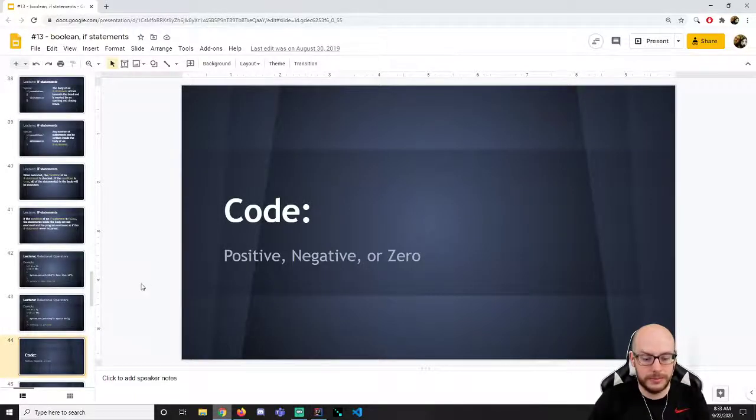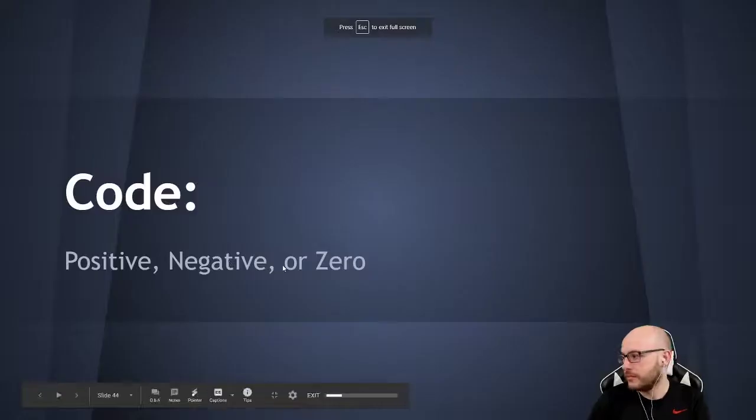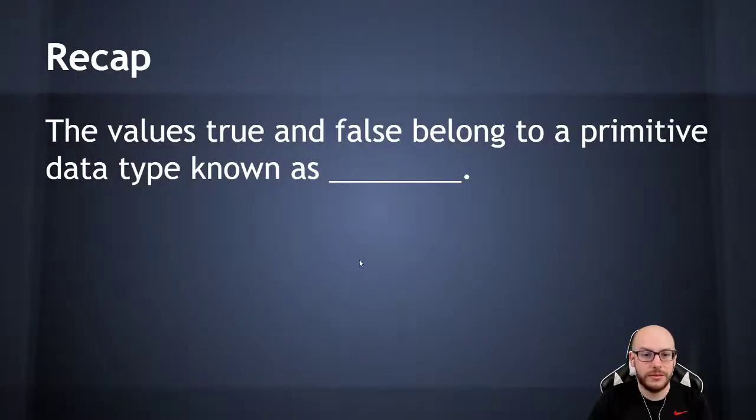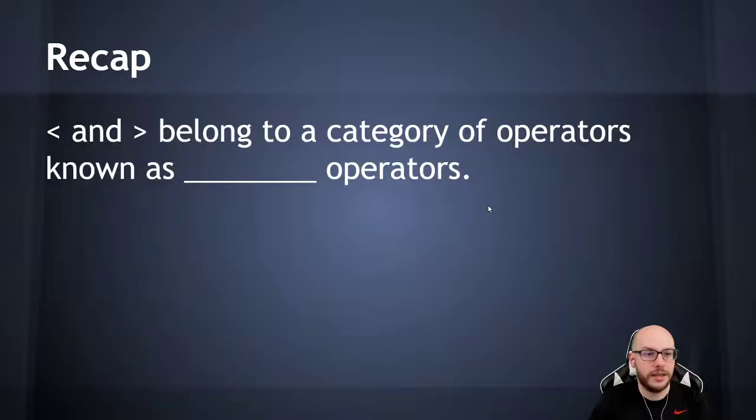All right, let's recap. The values true and false belong to a primitive data type known as boolean, or boolean if you are from Louisiana. Less than and greater than belong to a category of operators known as blank operators. These are called relational operators. May also be called conditional operators. I haven't really looked into that too much, so don't worry about it.